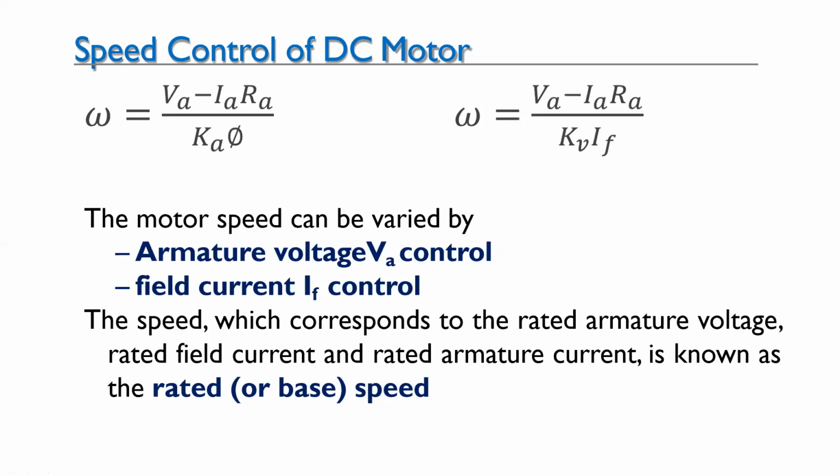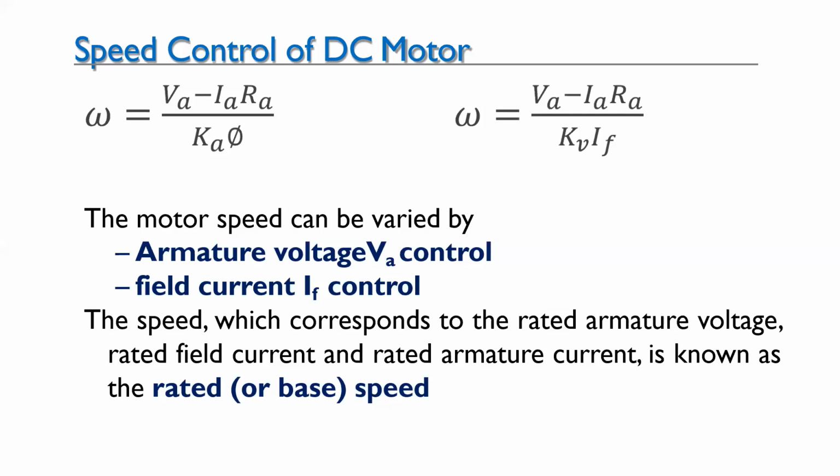Now both these methods are very important, because in the first method you can change the armature voltage and achieve the variation in speed from 0 to rated speed. So what do you mean by rated speed? It is the speed that corresponds to the rated armature voltage, rated field current and rated armature current. That is known as the rated or base speed.